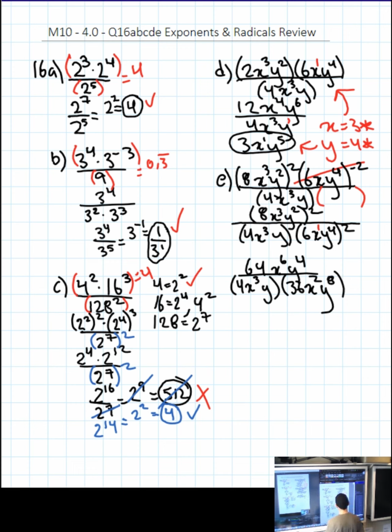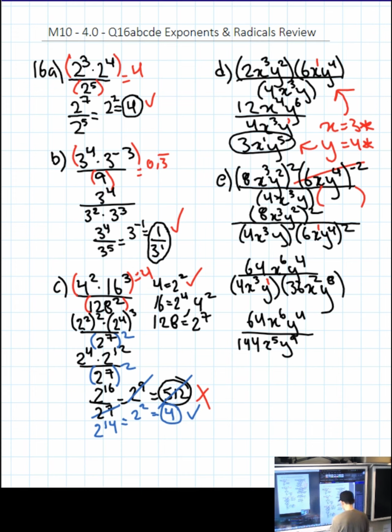So I'm going to want to work on the bottom first. 4 times 36 is 144, so I'm left with 64, x to the 6, y to the 4, over 144. Now I can multiply on the same base. X cubed times x squared is going to be x to the 5. And y, I'm going to give an exponent of 1 to remind me that I add the exponents. And I'm going to have y to the 9.